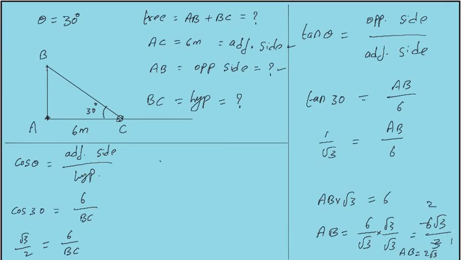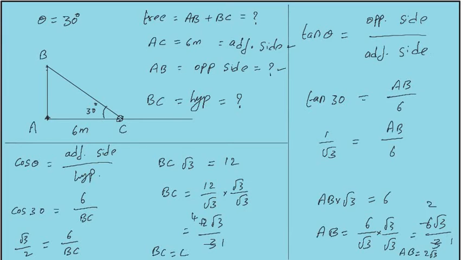Cross multiply. 6 twos are 12. So BC is 12 by root 3. 3 ones are 3, 3 fours are 12. Answer? 4 root 3 meters. Here also meters. So what they are asking? AB plus BC. So 4 root 3 plus 2 root 3, 6 root 3 is the answer.